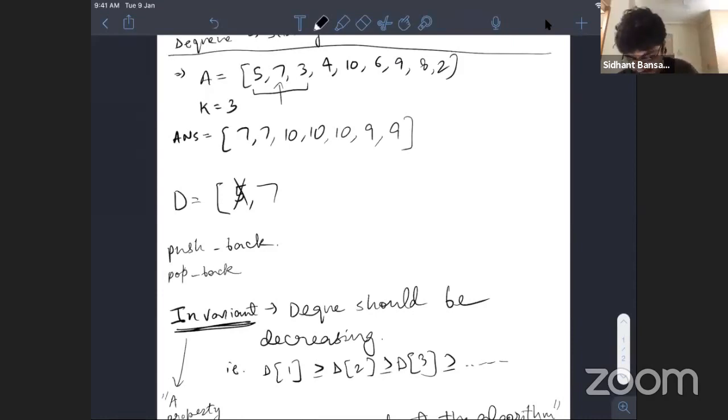And since we know 7 is bigger than 5, we might as well discard 5 because we know 5 will never become the answer. Like the 7 is always to the right of it. Whenever you slide the window, 7 will still come if 5 is coming. And so 5 is never the answer. So once we've inserted 7, then we insert 3. Since we have to maintain the invariant, we don't do anything. We just let 3 be inserted.